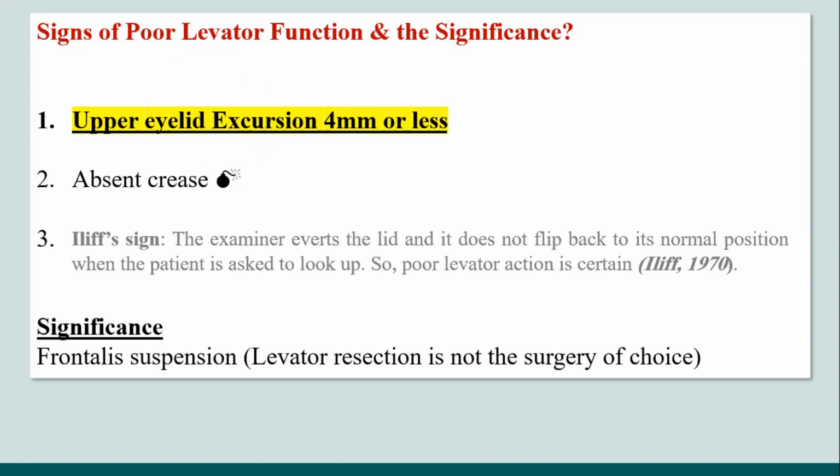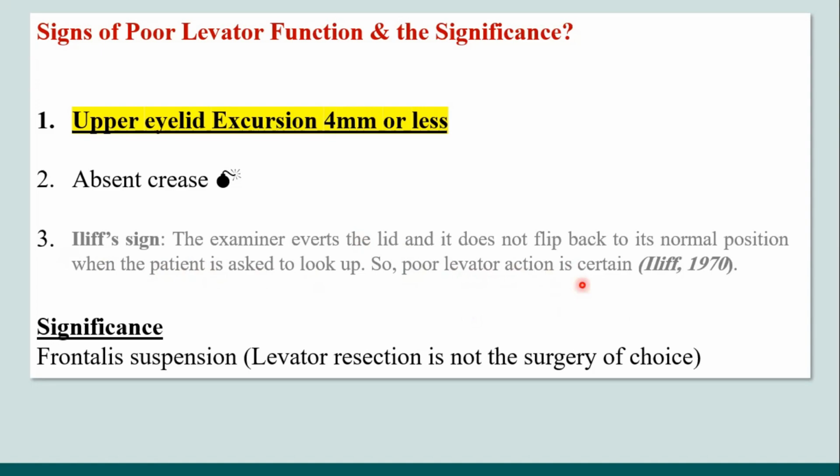We have another fancy sign for poor levator function. This is fancy, not important, don't mention it to the examiner, but it's written in some references, and it's called the LF sign. What is the LF sign? The examiner everts the upper eyelid and asks the patient to look up. Normally, the eyelid should flip back. But if the patient has poor levator function, it will stay everted. This is called the LF sign.